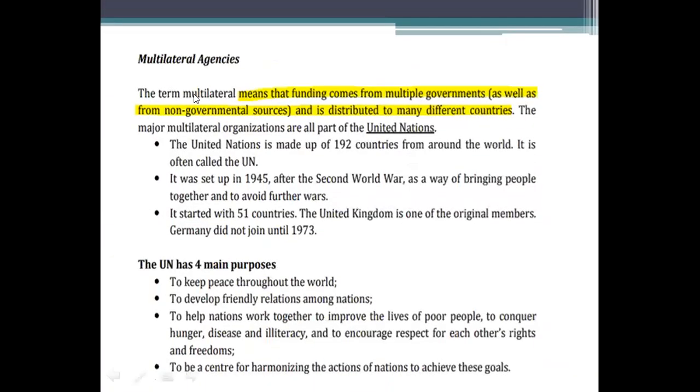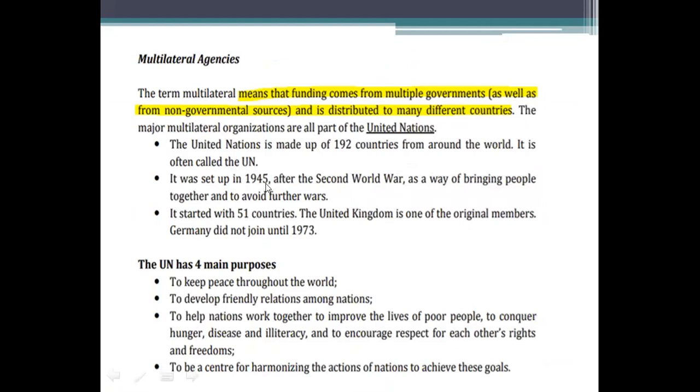What are multilateral agencies or organizations? The term multilateral means that funding comes from multiple governments as well as from non-governmental sources and is distributed to many different countries. The major multilateral organizations are all part of the United Nations. The United Nations is made up of 192 countries from around the world. It is also called the UN.